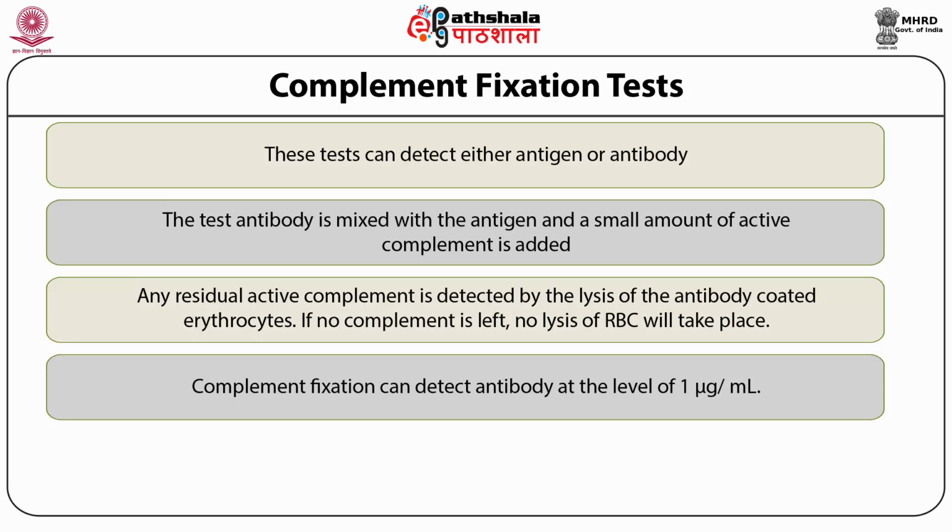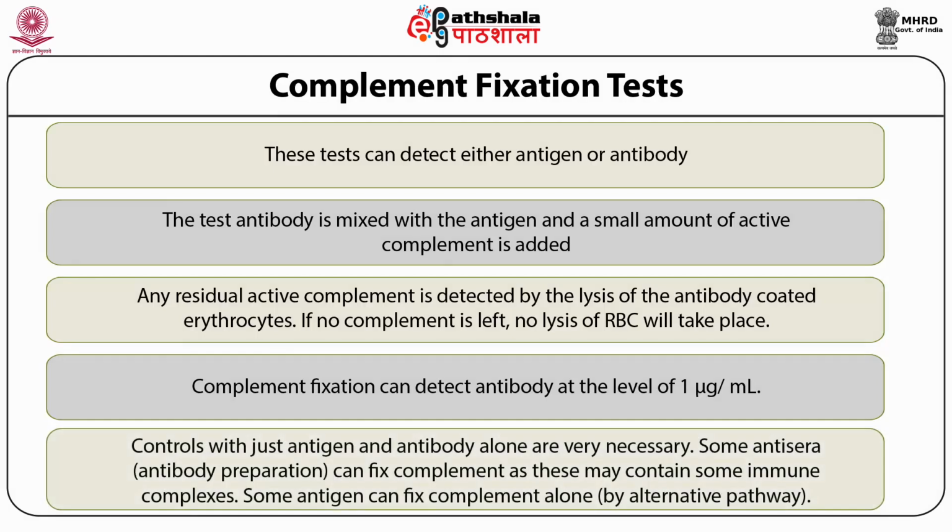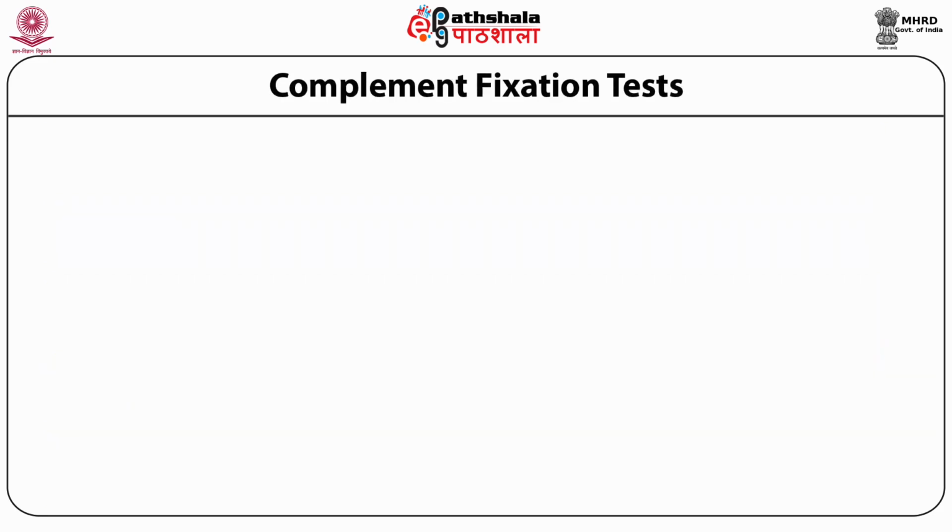By using a constant amount of antibody, one can estimate antigen instead in a given sample. Controls with just antigen and antibody alone are very necessary. Some antiserum can fix complement as these may contain some immune complexes. Some antigen can fix complement alone by an alternative pathway for complement activation. Let us see how the complement fixation test detects antibodies.